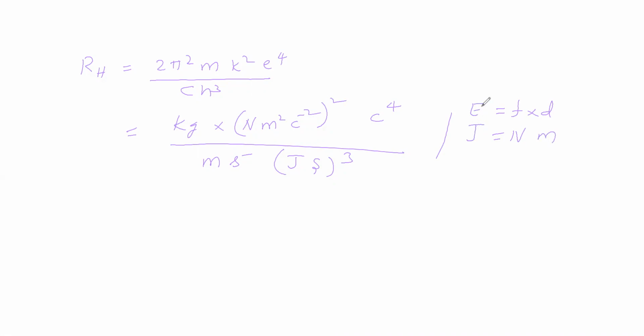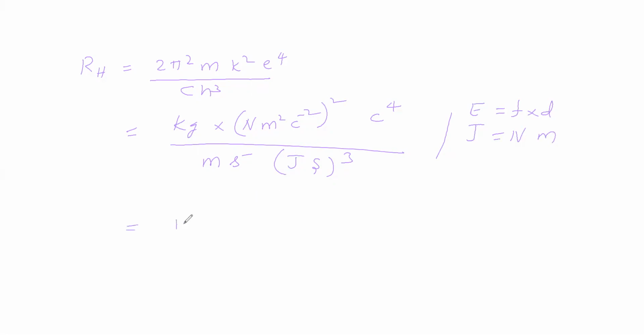Energy is called work done. Work done is force into displacement. Force unit is Newton in SI system. Displacement unit is meter in SI system. So Newton meter is called what? Joule. So in the place of joule, we can also write Newton meter.